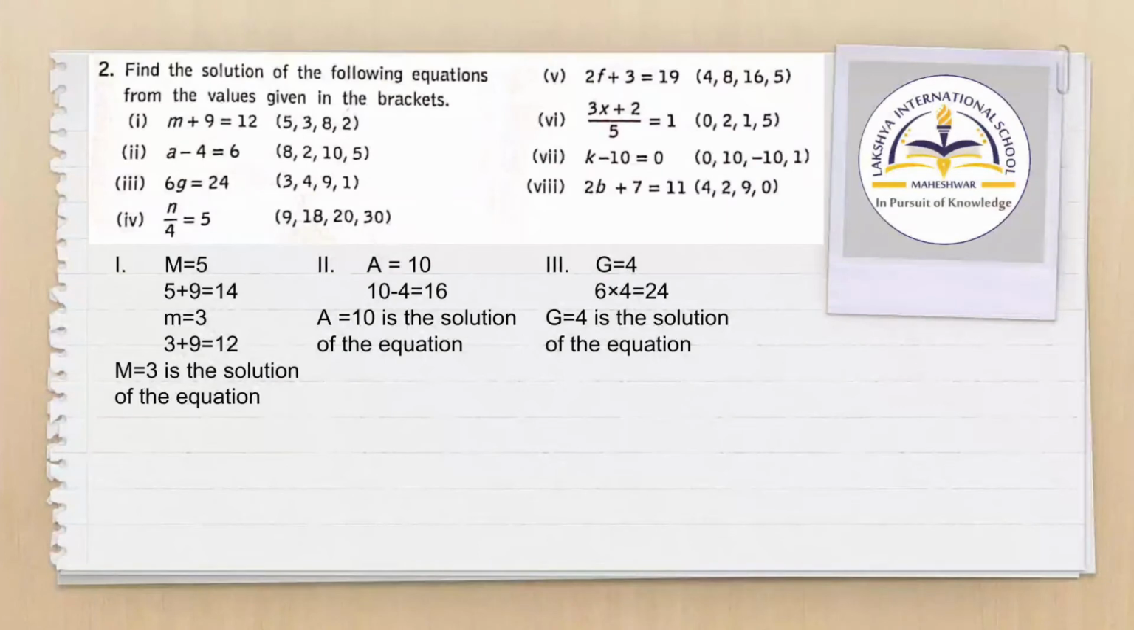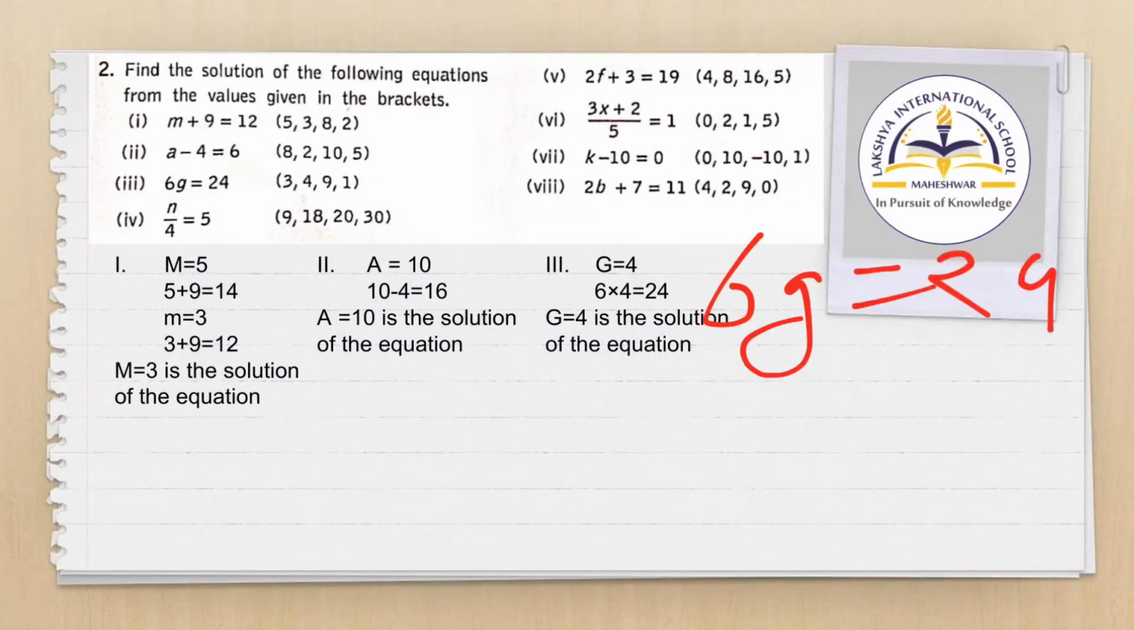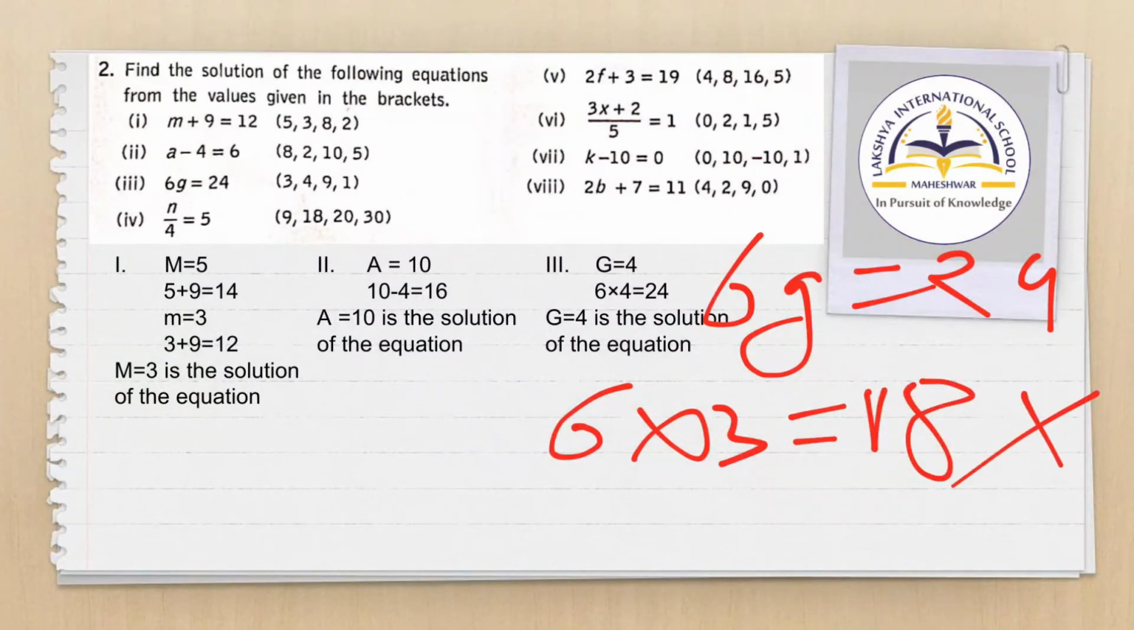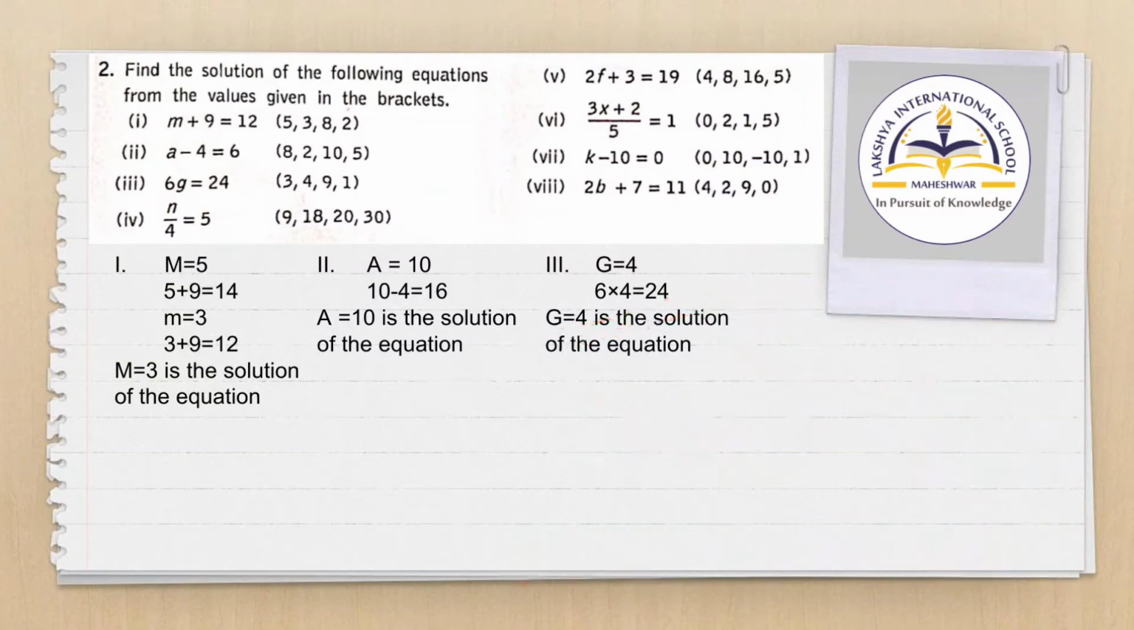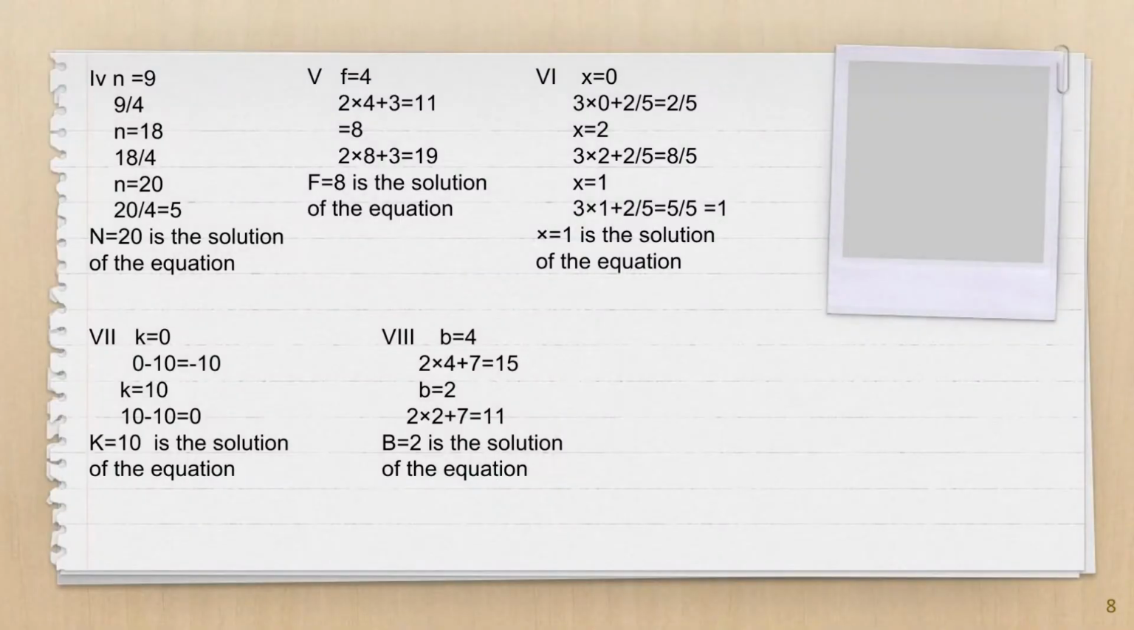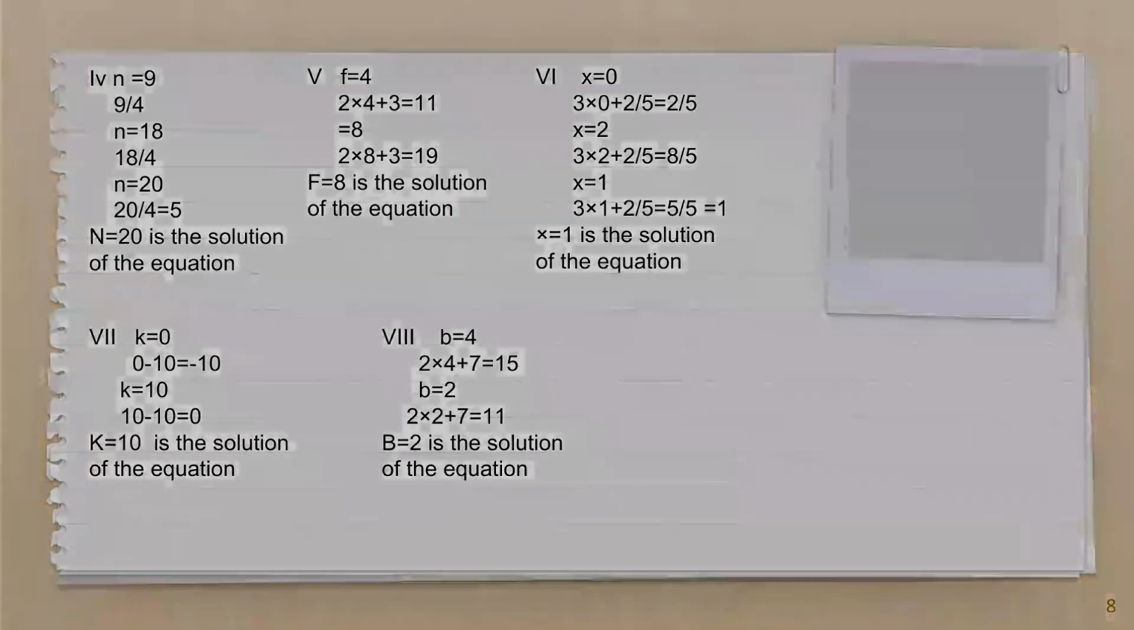Now we will see the third question. 6g equals 24. Now 6 into 3 equals what? 18. No. Now 6 into 4 equals 24. So 4 will be the answer. g equals 4 is the solution of the equation. Now here all the answers are given, so in this manner you have to solve them.